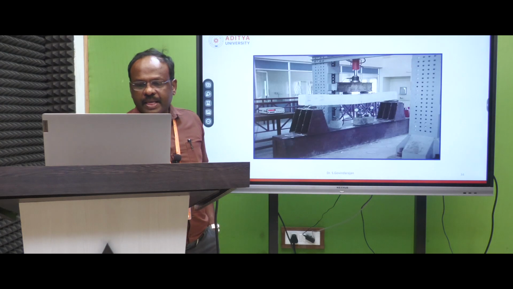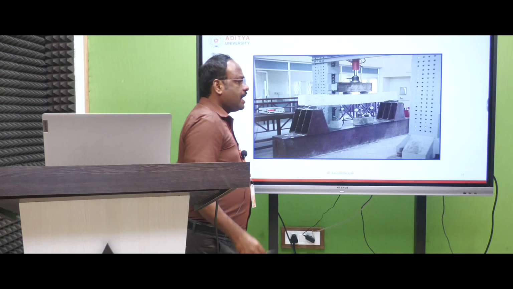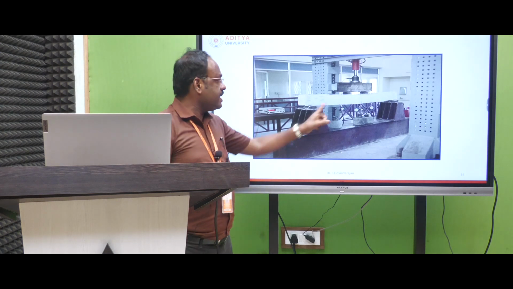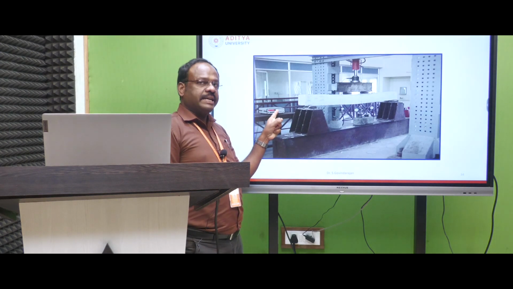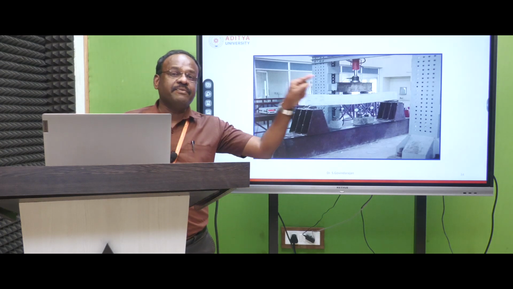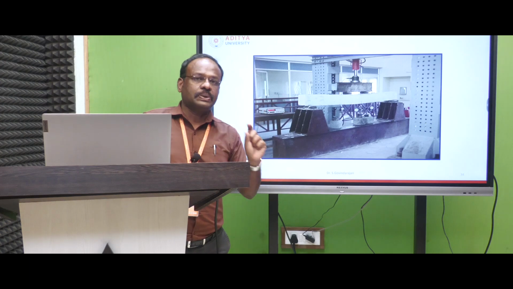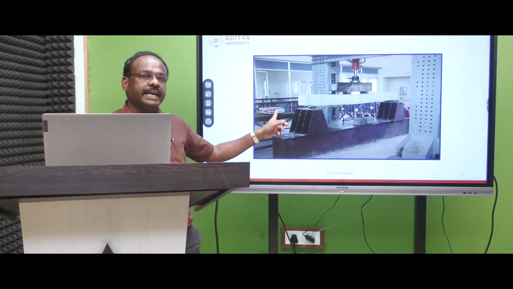In the top reinforcement place and the bottom reinforcement place I am placing the two strain gauges, and they will be connected to your load cell indicator. Then you can easily find out the strain value in the reinforcement. How the reinforcement goes for the deformation, that strain also you find out from your indicator value.